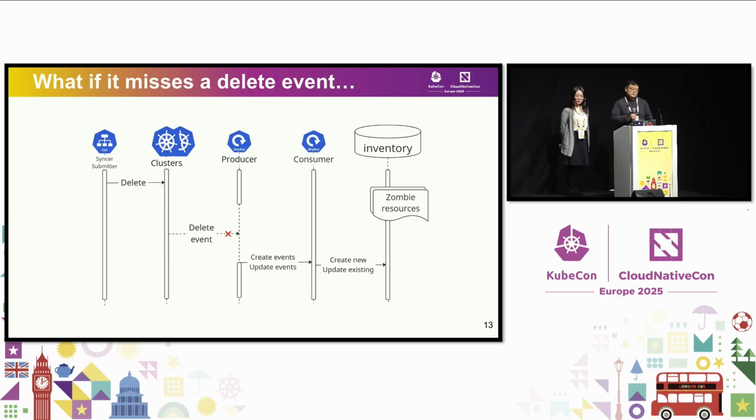And it could cause problems when users try to ask about the resources. For instance, if a user asks, hey, does my config map still exist in the cluster, the user API will try to get the answer by interacting with the inventory table. Since there's a zombie record, the user will get an answer saying the config map still exists. However, the actual resource was already deleted from the cluster.